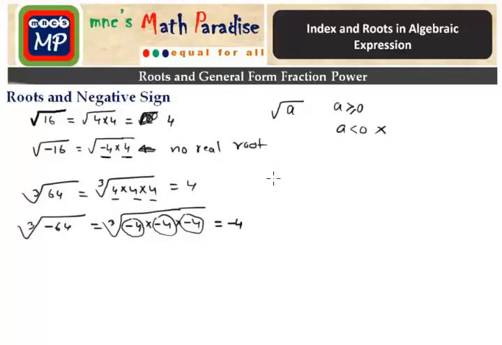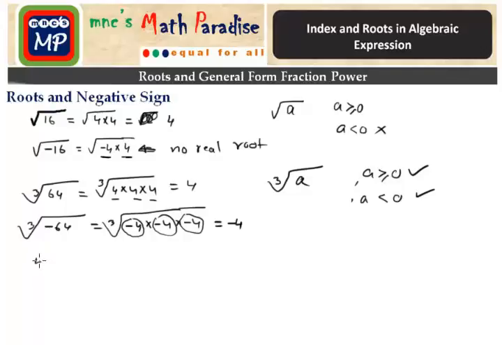So therefore cubic root of a, that means any variable, any number, its cubic root is possible for both positive and negative values. That means if a is greater than or equal to 0, that is positive, then it is possible, and if a is less than 0, that is negative, then also possible. So cubic root is possible for both positive and negative numbers.